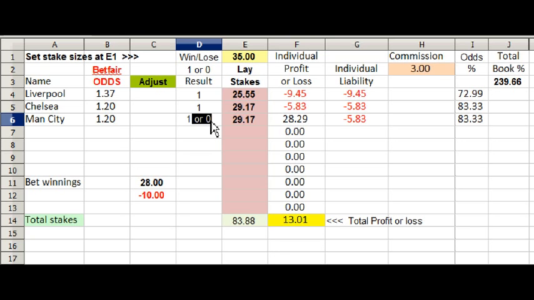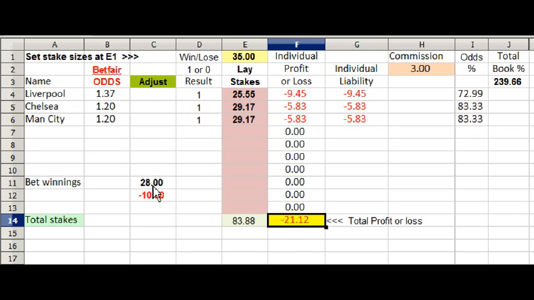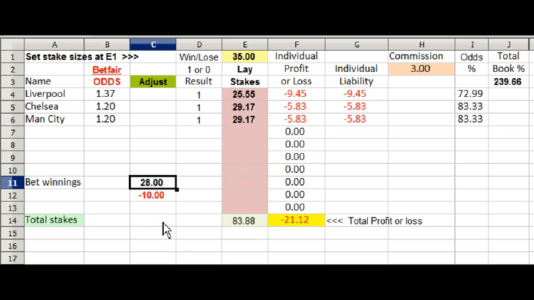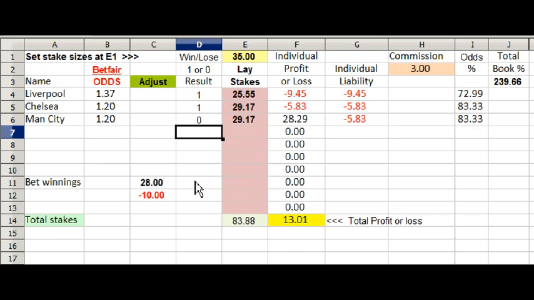Now if they all won, we would lose £21 with the betting exchange, but win £28 with the bookie. So 21 losses and 28 gains is a difference of £7. So we can show a profit at that level of staking of £7 if they all win, and £3 if one of them loses.